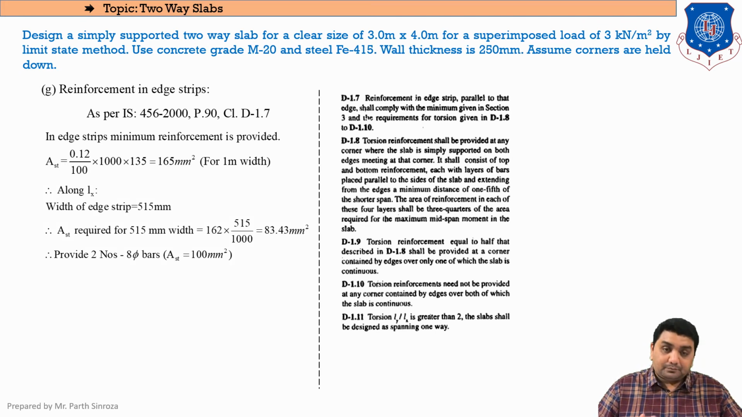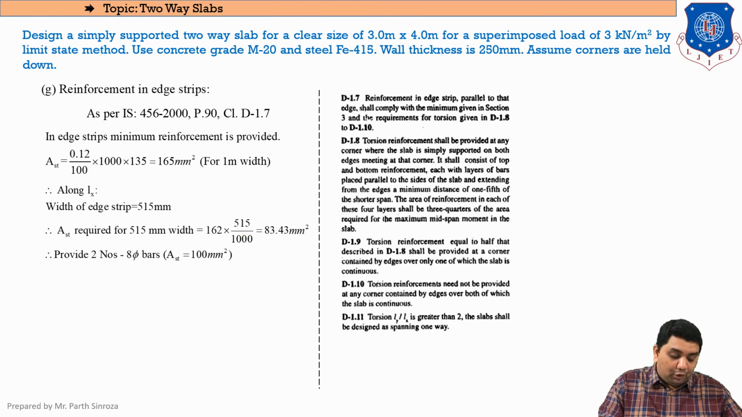So for that, again, the length of strip we have calculated in the previous slide was 515 mm. We will be finding the number of bars, and for that AST required will be 83.43. Now how does this value come? As you can see here, for 1 meter width, the AST required is 165. So for 515 mm, what should it be? Just a normal cross multiplication is applied.